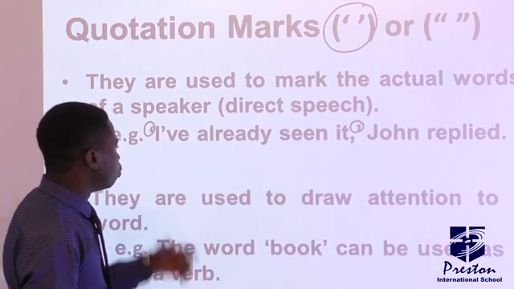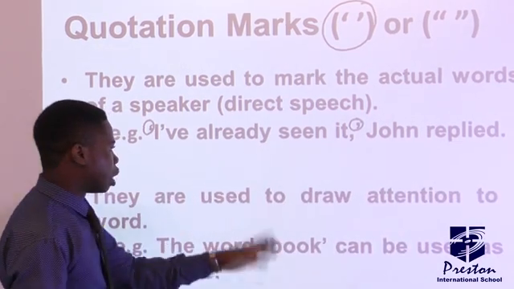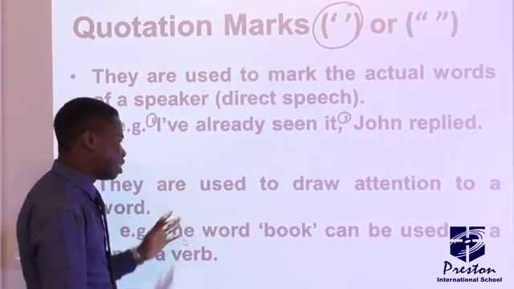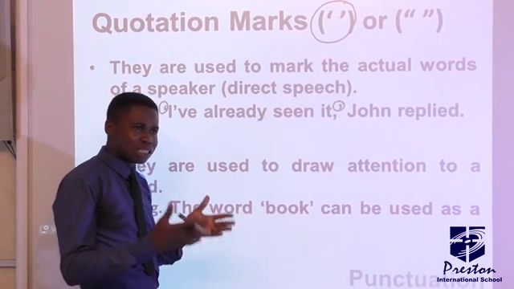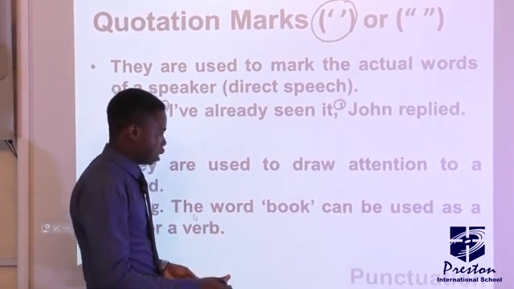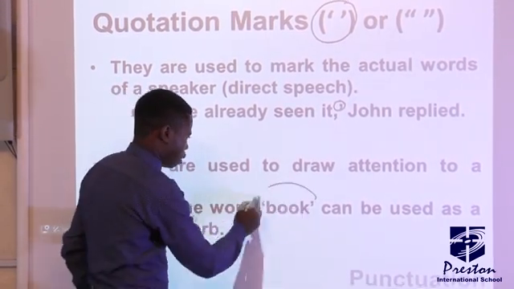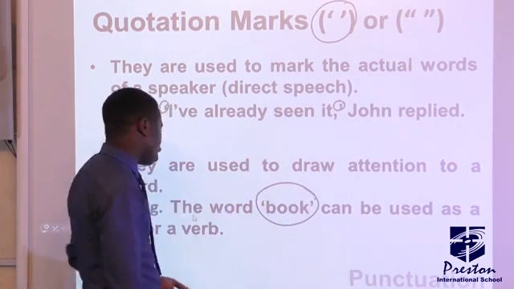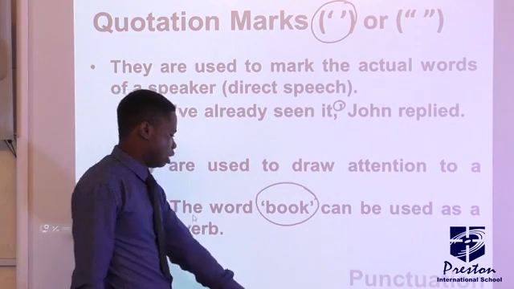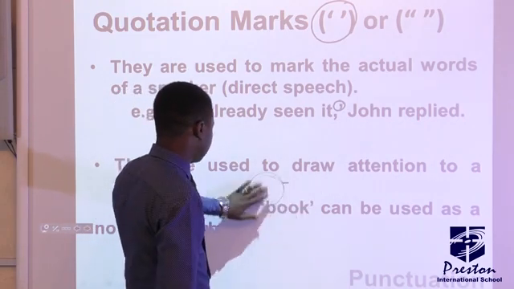Another use to which we put quotation marks is to draw attention to particular words. So you are coming up with a sentence and you want a particular word to be emphasized. You can quote it, like we have here. The sentence reads, the word 'book' can be used as a noun or a verb. And here we can see that the word book is quoted.